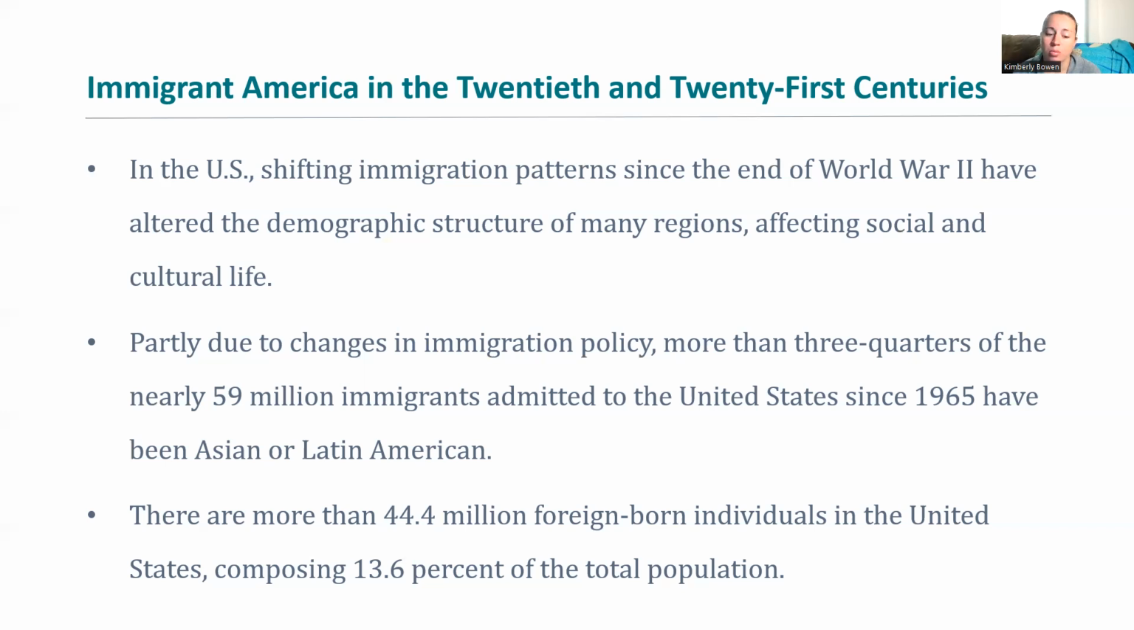So there are more than 44.4 million foreign-born individuals in the United States, accounting for 13.6% of the total population. So when we talk about immigration, we're talking about a large quantity of individuals. And our population growth is not just happening via having children and carrying on, but a considerable percent of the population is still due to immigration.